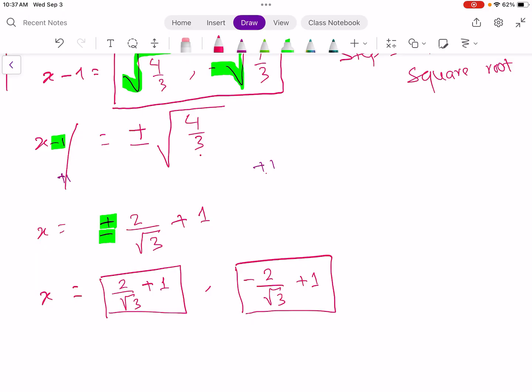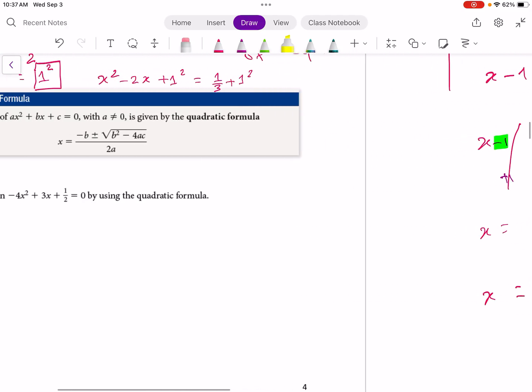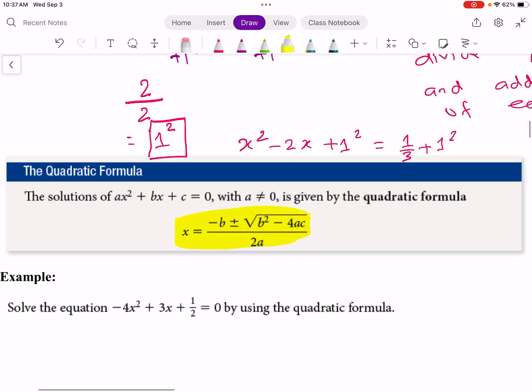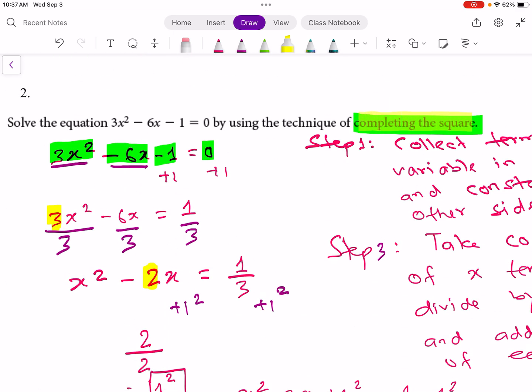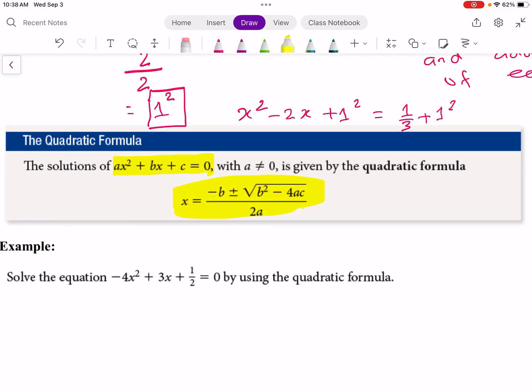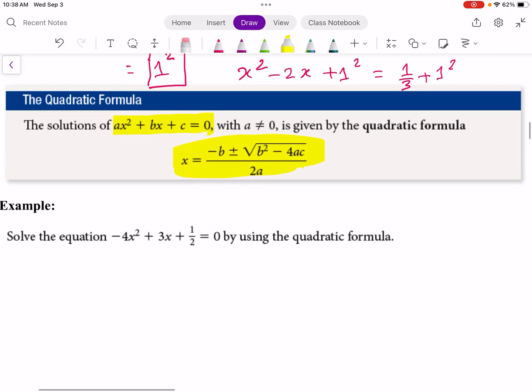The next type is using the quadratic formula, and you all have seen this formula, right? You can get this formula using the completing the square method. If you use completing the square for this quadratic equation, this is the final answer we get. We would not derive this formula, but this is the quadratic formula that you can use to solve the quadratic equation. So we have this quadratic equation, and let's solve it by using the quadratic formula.